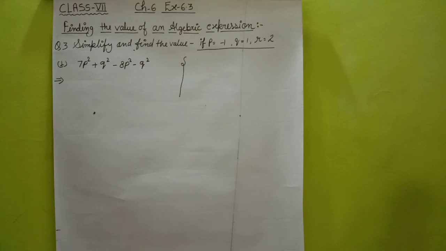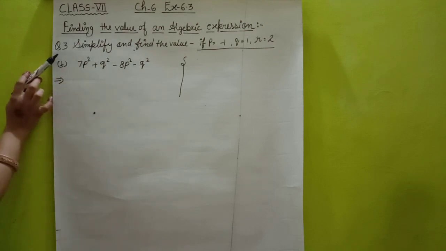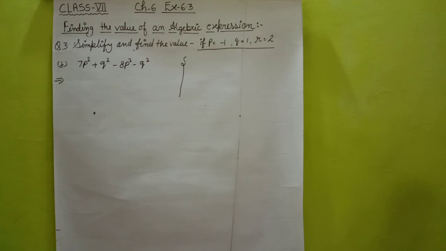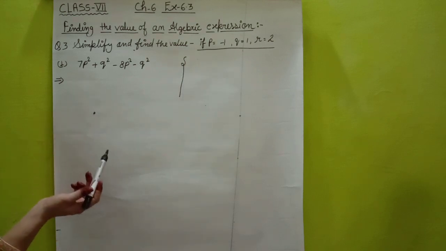Students, in our last class, we discussed how to find the value of a given algebraic expression. In that class, we did only question 1 and question 2 of exercise 6.3. Today, students, we will discuss questions 3 to 6 and finish exercise 6.3. I hope you are getting it, because this is very easy. We only put the given values in the given equation and solve.